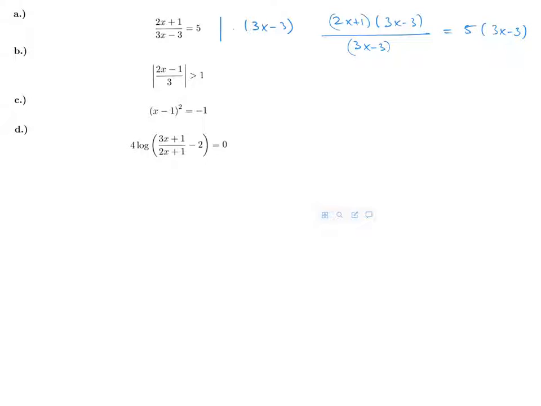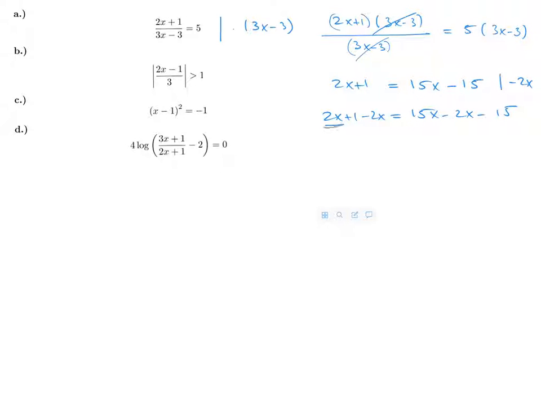Now the nice thing is that I can cancel down this common factor, so I basically get 2x plus 1 is equal to, now I have to expand this bracket, so 5 times 3x is 15x minus 15. And what I can do next is subtract 2x on both sides, and then I get 2x plus 1 minus 2x is then 15x minus 2x minus 15.